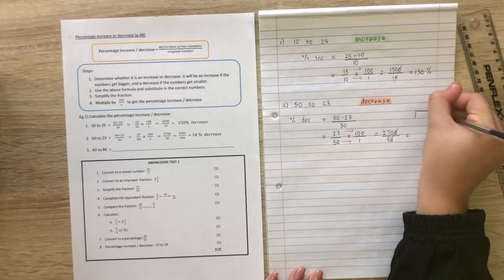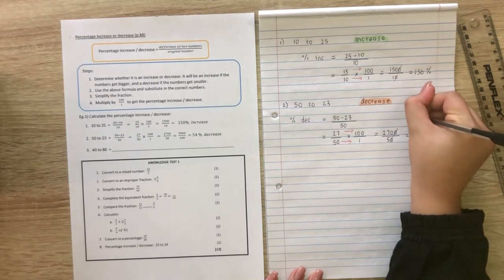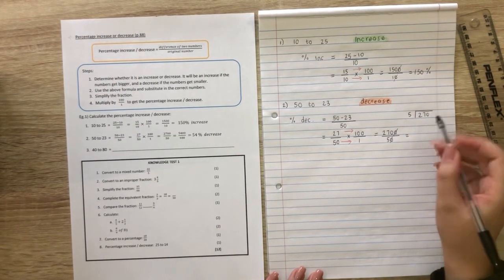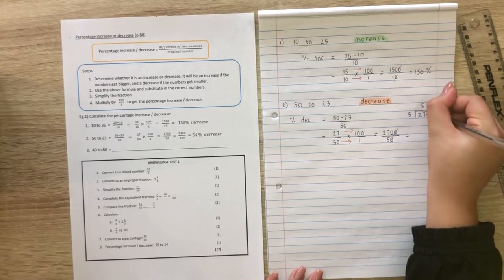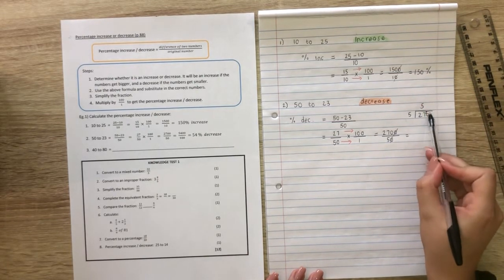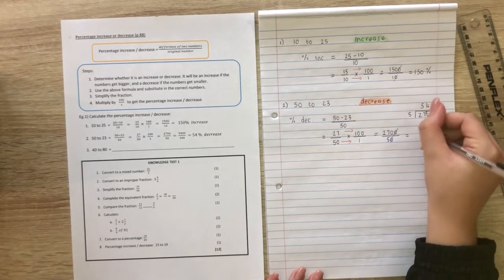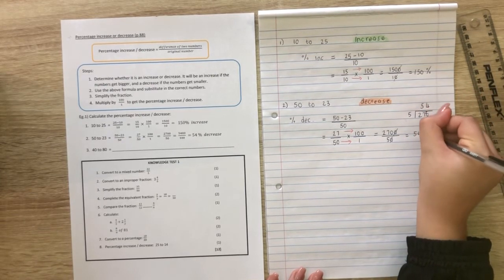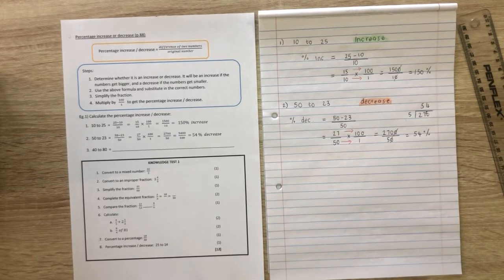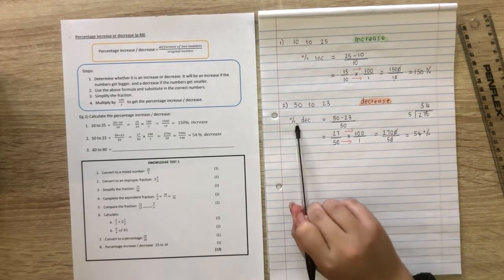Now you can use a little house if you want to. So 5 goes into 27, 5 times with the remainder of 2, so that becomes 20. 5 goes into 20, 4 times. So my answer is 54%, and that's percent decrease.